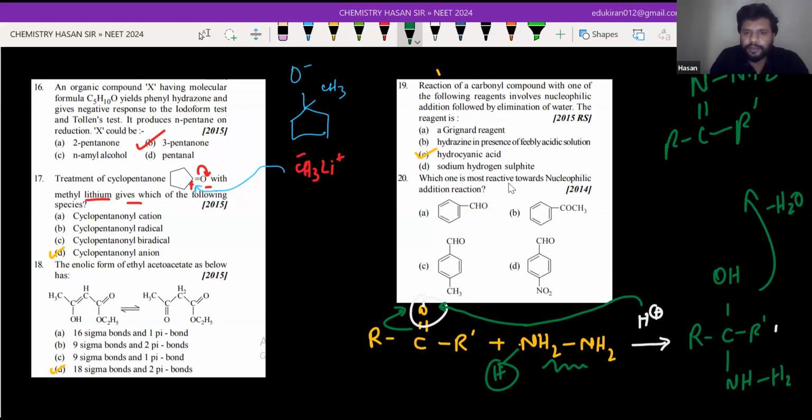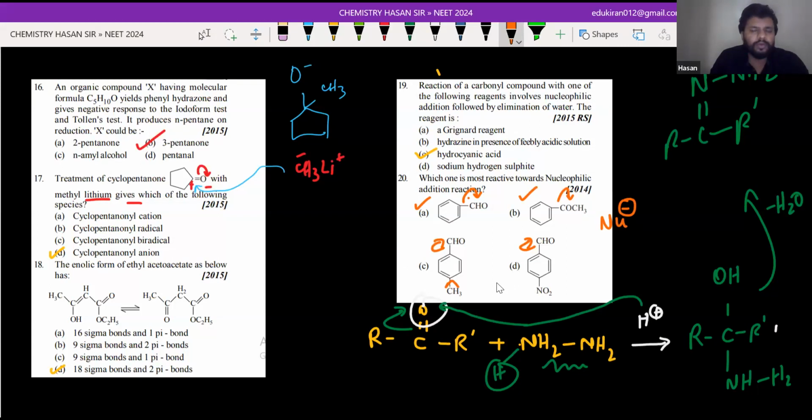After that, 20, which one is most reactive towards nucleophilic addition reaction? If you want to add nucleophile, which one is the answer? Nucleophile wants to attack on this, so very simple it is. If a nucleophile will attack, that means there should be an electrophilic center. CHO is there, that will withdraw electron, that is good. All have CHO, and this is also going to withdraw electron because ketone is there. And CH3 is there, which will support this. There is no support.